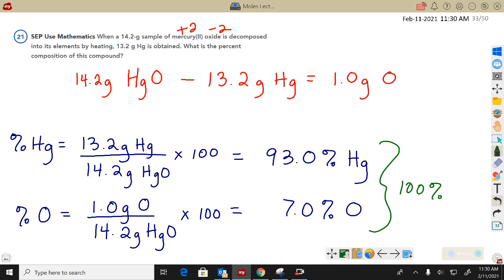Now again, if you felt really confident with the mercury, then right away you could say, okay, I know that it's now 93% mercury, so the rest of it must be oxygen. The other 7% must be oxygen. So maybe you could get away with only doing one calculation and then just subtracting from 100 to get the percent composition of the other element.